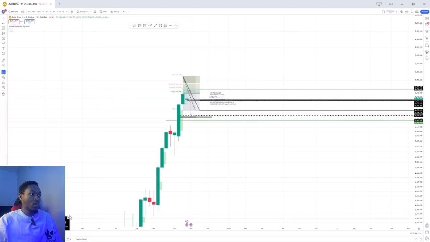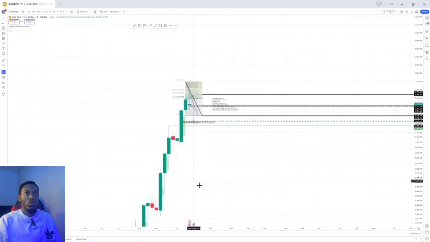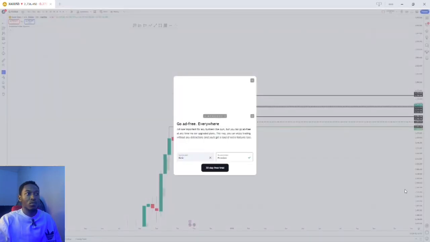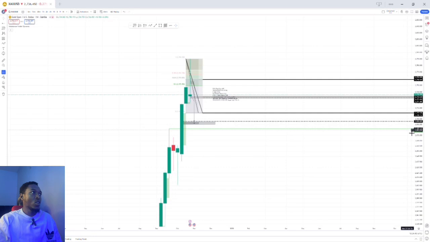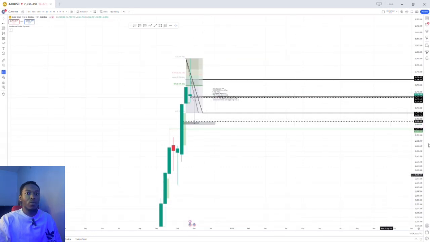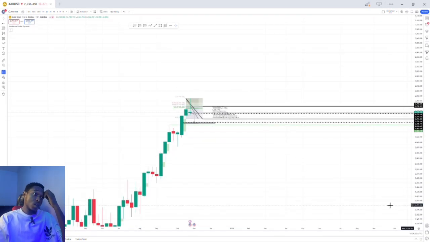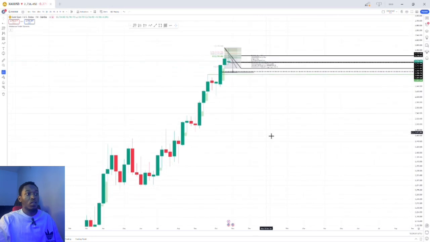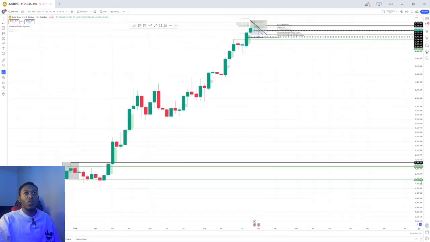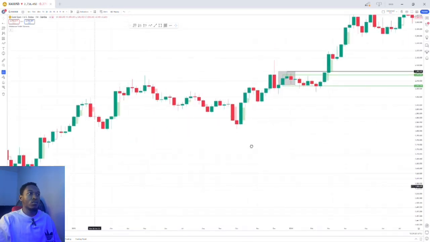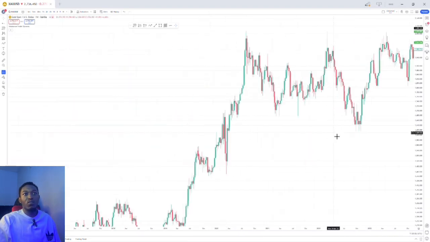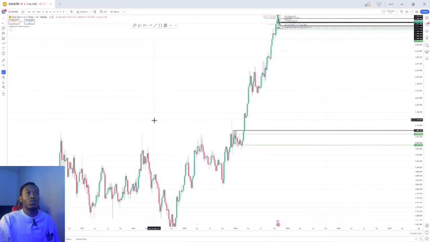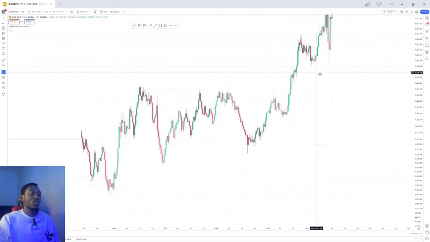This is PipslayerFX. Today I'll be talking on gold, XAUUSD. So this is the weekly time frame on gold. Remember, gold has been on an uptrend right from day one. Gold has always been appreciating right from time. So take note of that.